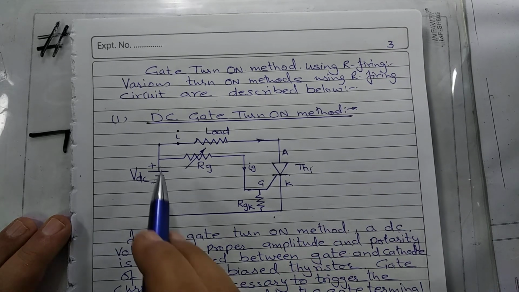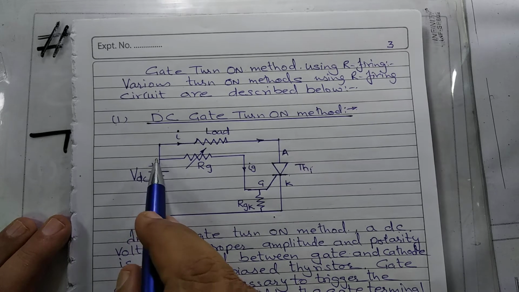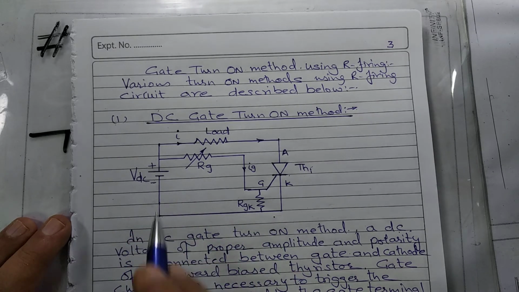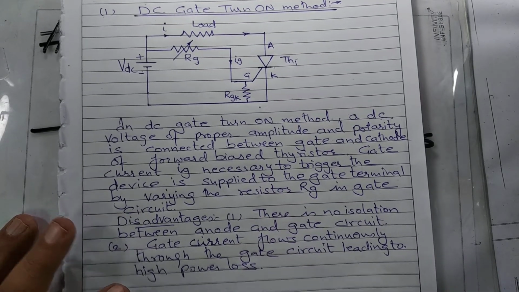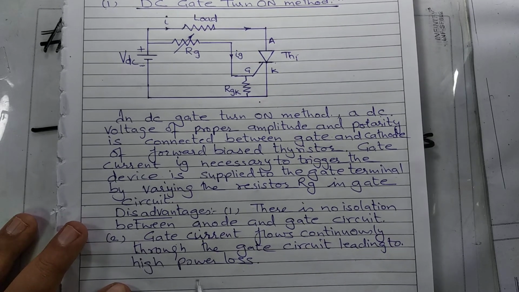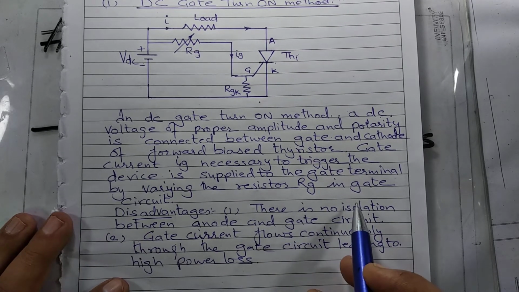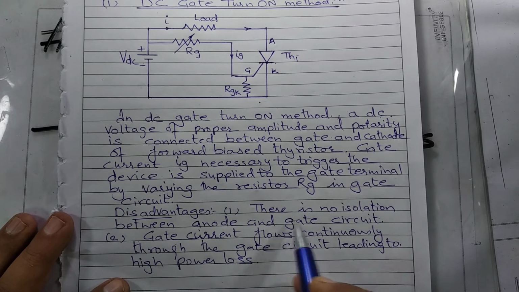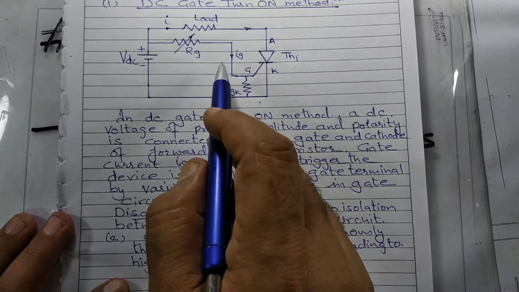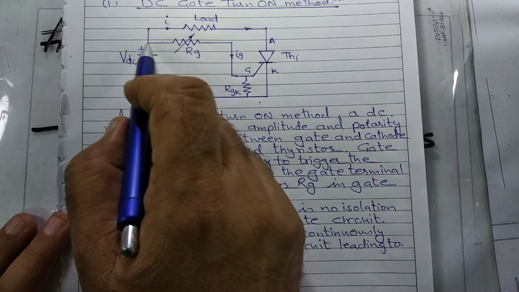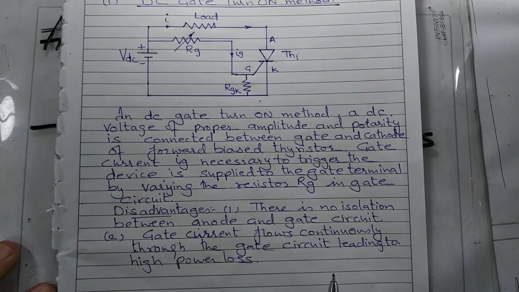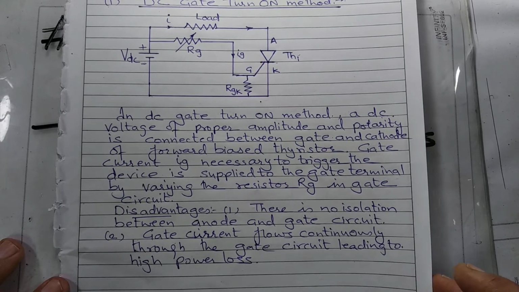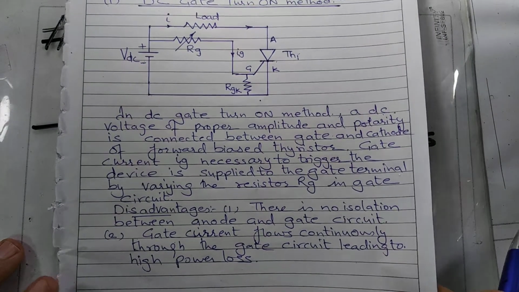Now we can see the gate is connected continuously to the DC supply. So this is the biggest disadvantage, that gate current flows continuously. Gate current flows continuously through the gate circuit, leading to high power loss. And there is no isolation between anode and gate circuit. So there is no isolation. This is the gate circuit. It is connected to the anode circuit. So this is the disadvantage of DC gate turn on technique using R firing.